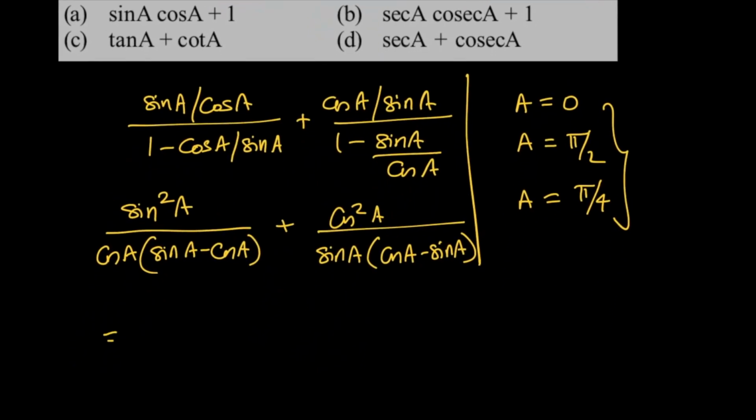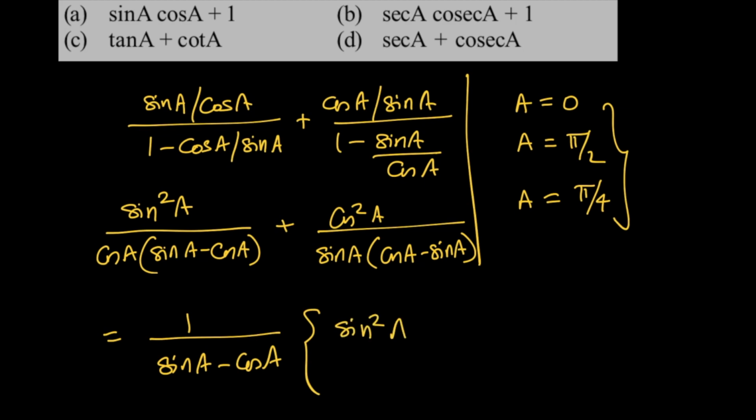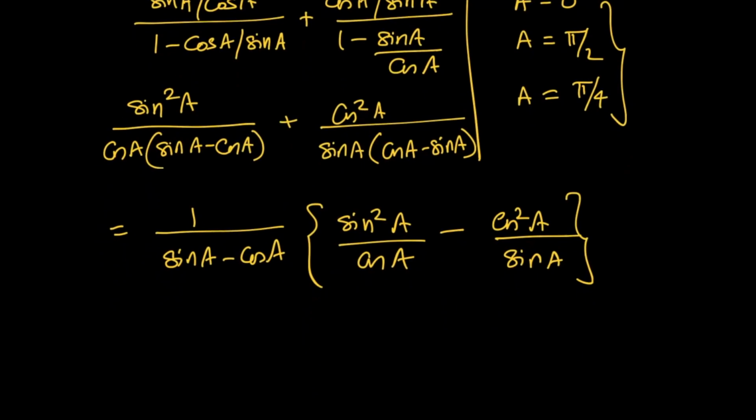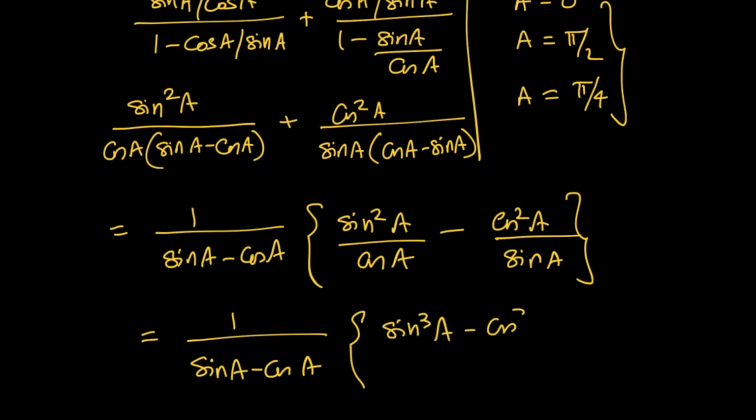So we have 1 by sin A minus cos A as the common factor, sin square A divided by cos A, and this is going to be minus cos square A by sin A. So this will be 1 by sin A minus cos A into sin cube A minus cos cube A divided by sin A into cos A.